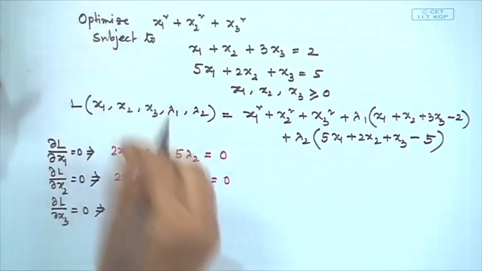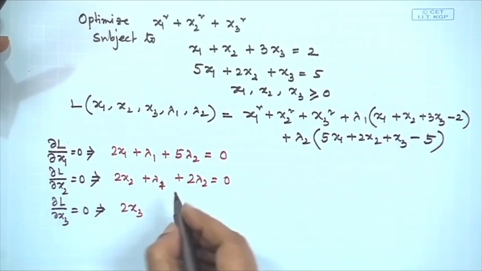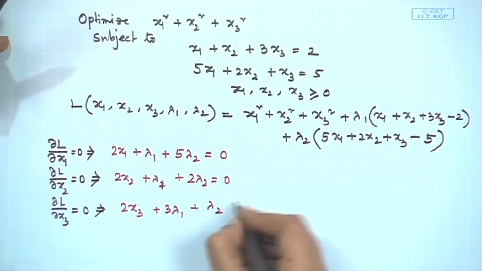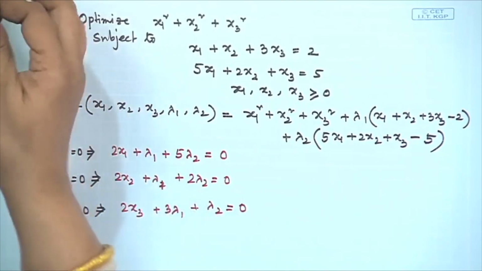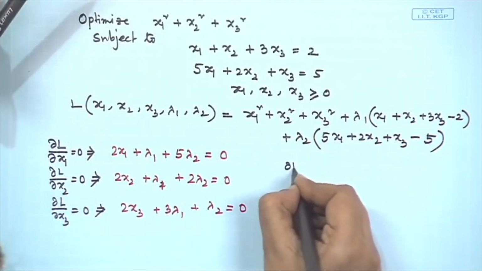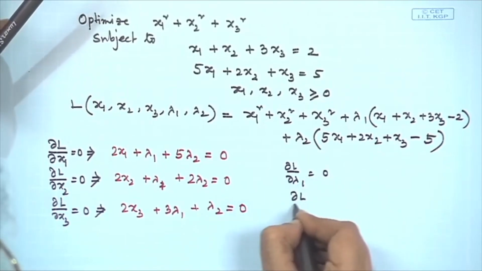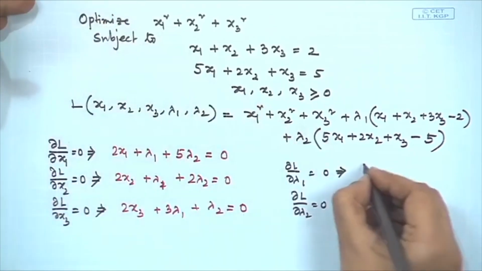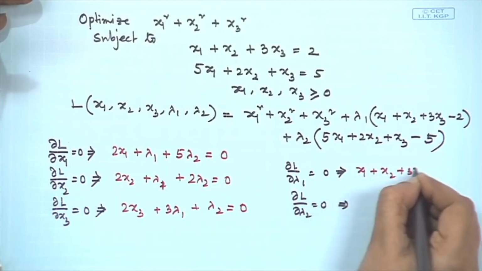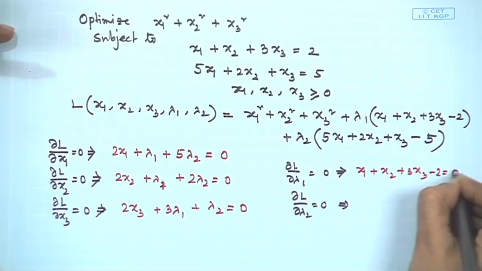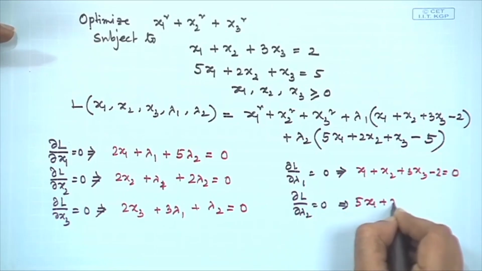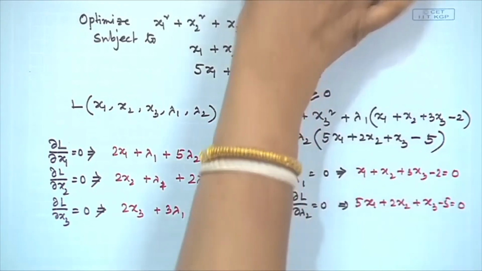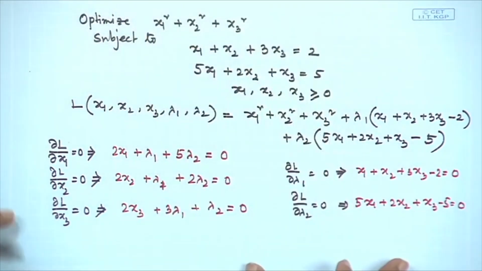This gives us 2x3 plus 3 lambda 1 plus lambda 2 equal to 0, and we have another two by considering del L by del lambda 1 equal to 0 and del L by del lambda 2 equal to 0, which give the constraints, the second being 5x1 plus 2x2 plus x3 minus 5 equal to 0. We have 5 equations and 5 unknowns for this problem.